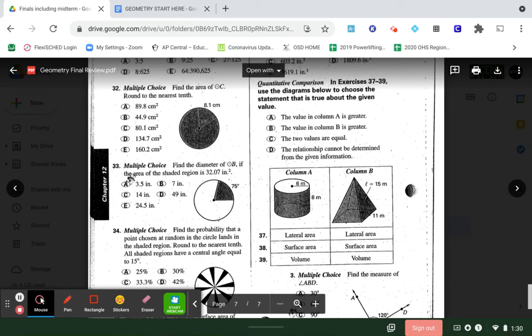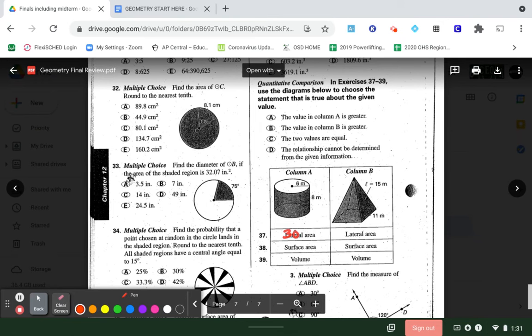All right, so for the cylinder, I want to find the lateral area. So the lateral area is going to be a rectangle with the circumference as its length and 8 for its height. So the circumference of this is 12 pi. So this is 96 pi. Oh, but I'm going to be comparing it to a decimal answer. So 96 pi is 301.